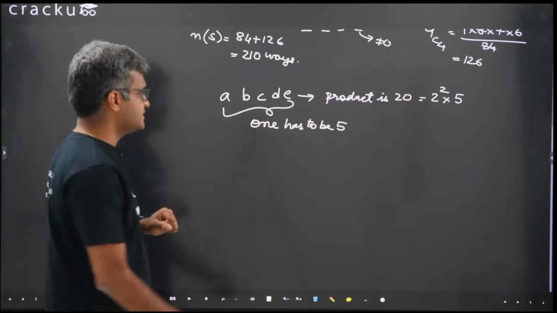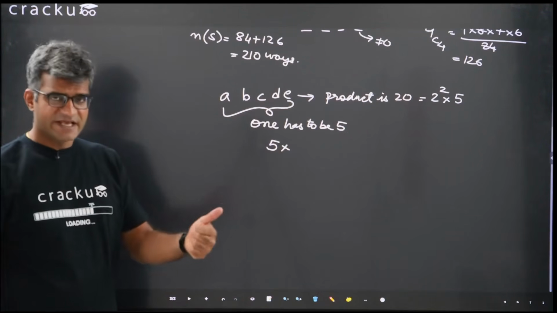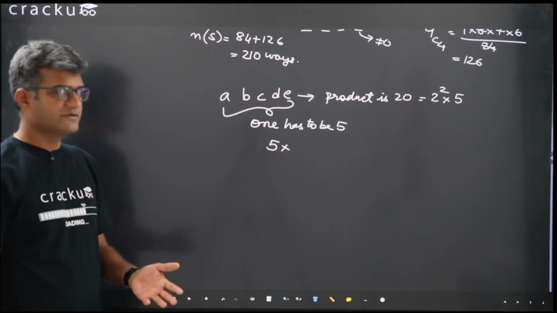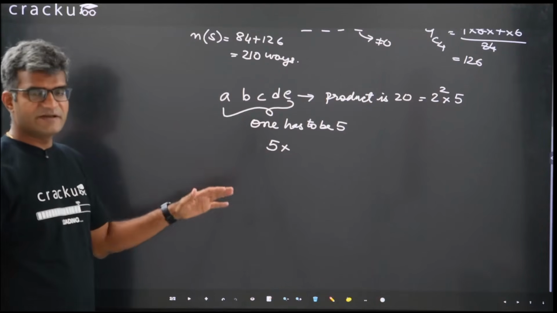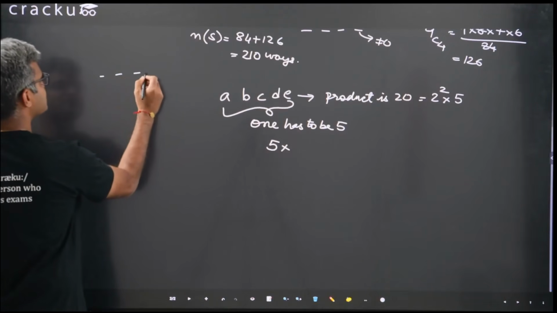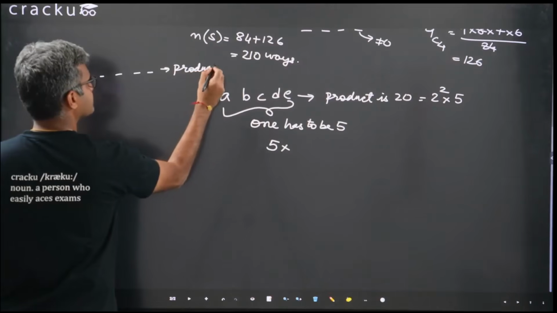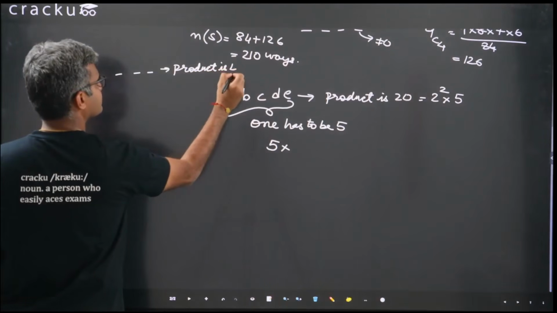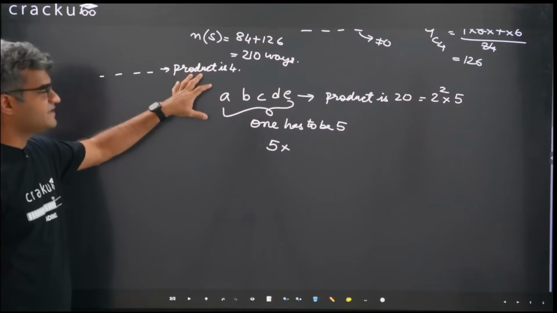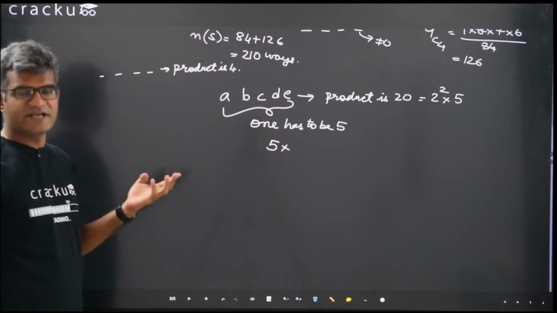Once we have one of the digits to be 5, in how many ways can we select which digit is 5? That can be selected in 5 ways. That is, either A can be 5 or B can be 5 or C can be 5 or D can be 5 or E can be 5. Once that is selected, we are left with 4 digits. Let us put 4 blanks and the product of these 4 blanks is equal to 4, because the 5 is taken care of. In how many ways can we select 4 numbers such that their product is equal to 4?